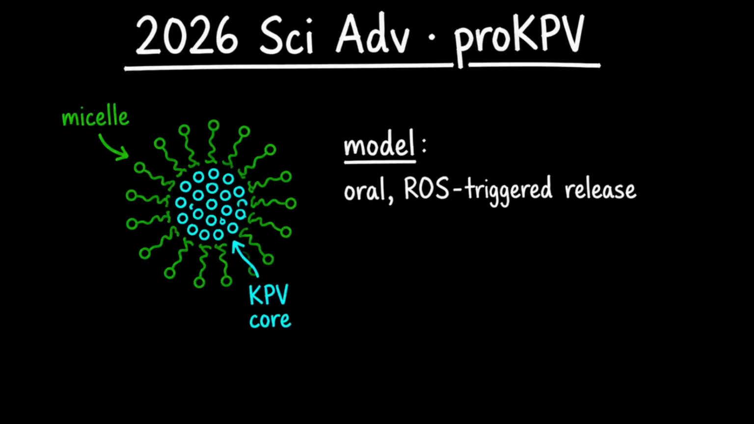And the newest entry here is a 2026 Science Advances paper using a self-immolative prodrug conjugate called pro-KPV. In plain terms, this one is engineered for oral stability, as well as for mucus penetration and reactive oxygen-triggered release right at the inflamed sites. A micelle is basically a lipid or fat nanocarrier. So basically you have the KPV all clumped together, and then you have these phospholipids that surround the KPV core.